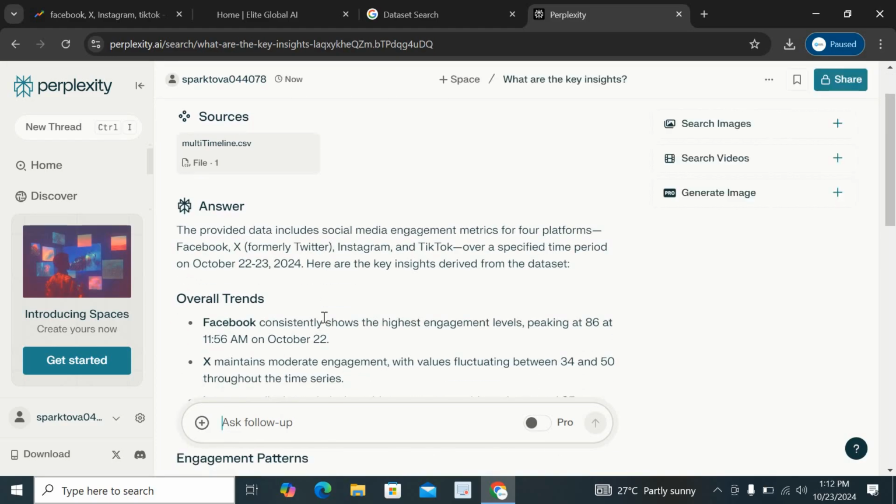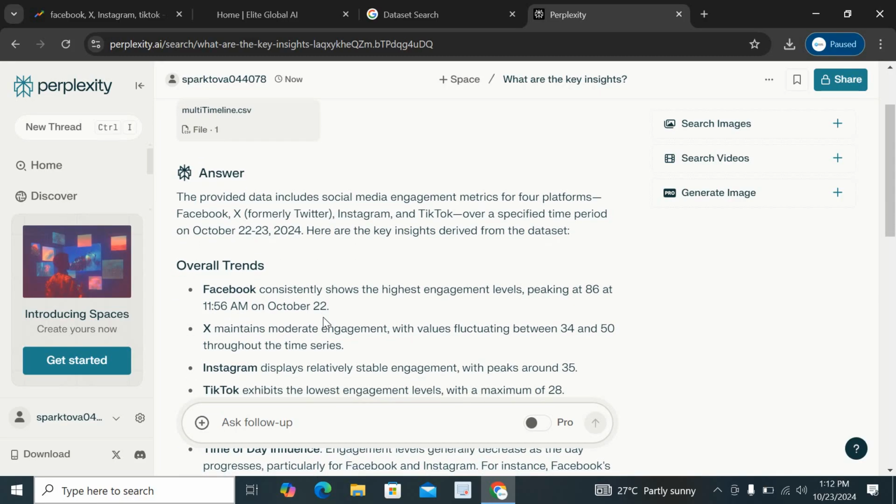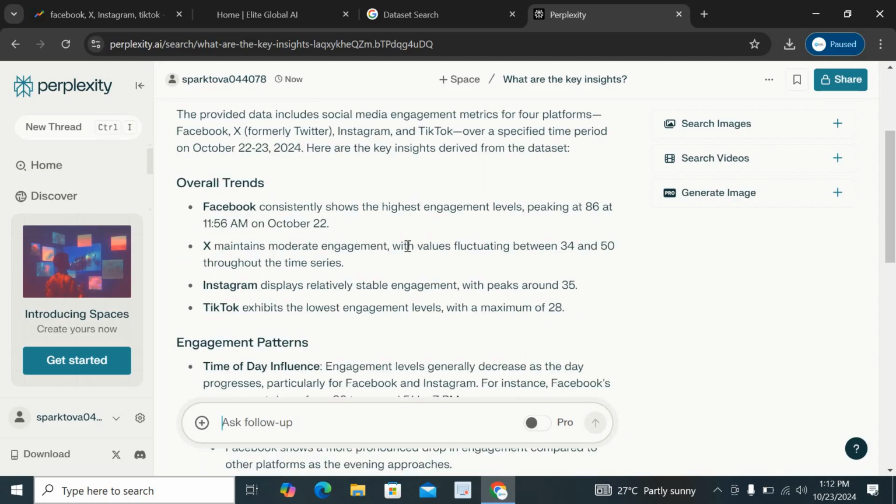So the answer is: the provided data includes social media engagement metrics for 4 platforms: Facebook, X, formerly known as Twitter. Thank you very much. I'm tired of calling it X. All right. So Instagram and TikTok over a specified time period, right? On October 22nd to October 23rd. The key insights derived from the data sets, so we have overall trends. Facebook consistently shows the highest engagement levels, peaking at 86 at 11:56 a.m.